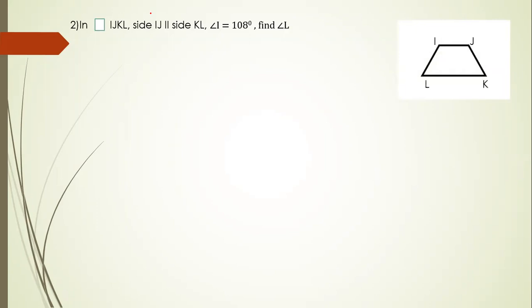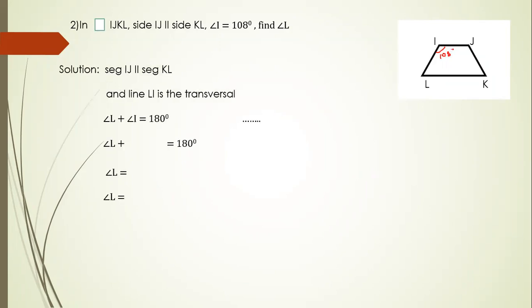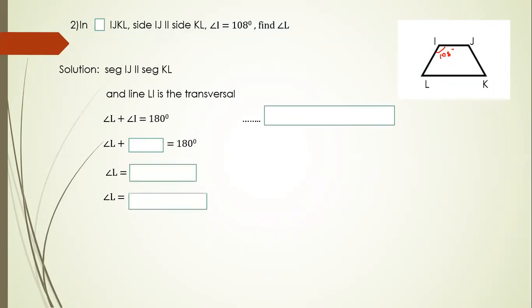It is quadrilateral IJKL. And they have also given us that IJ is parallel to side KL. Side IJ is parallel to side KL. And one of the angle also they have given, that is angle I. So I'm just marking in the figure 108 degree. Now, again you can see 4 boxes in this sum also. So let's start solving it.